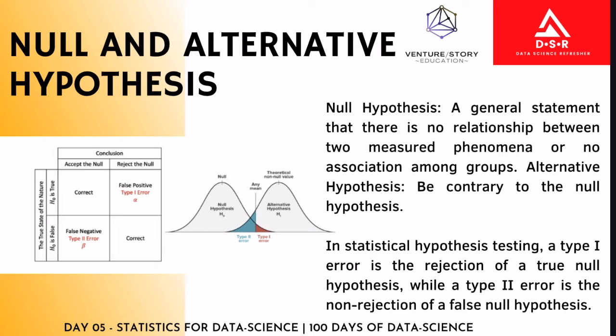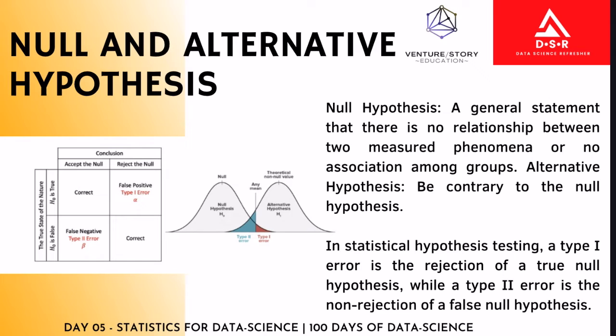So coming to the null and alternative hypothesis. Null hypothesis is a general statement that there is no relationship between two measured phenomena or no association among groups. Alternative hypothesis is the contrary to the null hypothesis. In statistical hypothesis testing, a type 1 error is the rejection of a true null hypothesis, while the type 2 error is the non-rejection of a false null hypothesis.